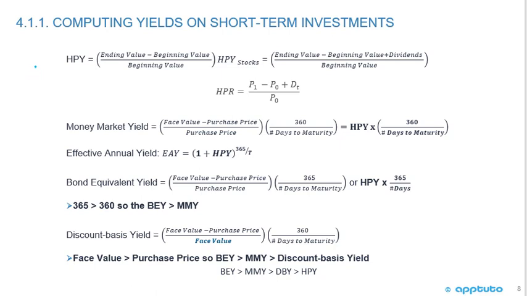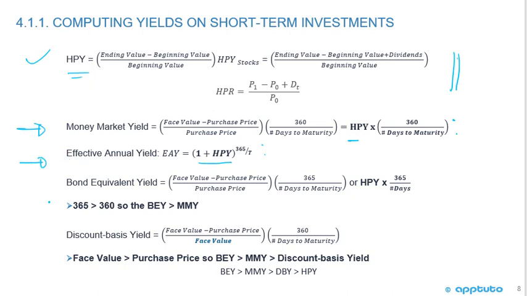Okay, this is the last slide for this LOS, and it's just a formula review, and it's the formulas that you need to memorize. So the first one, the holding period yield, ending minus beginning divided by beginning, and that's for money market instruments. I just put over here on the right-hand side for stocks as an FYI, bit of a reminder. The money market yield is going to be the holding period yield times 360 over the days to maturity, okay? Effective annual yield, easy, 1 plus the holding period yield, 365 over t, because we're going to annualize it.